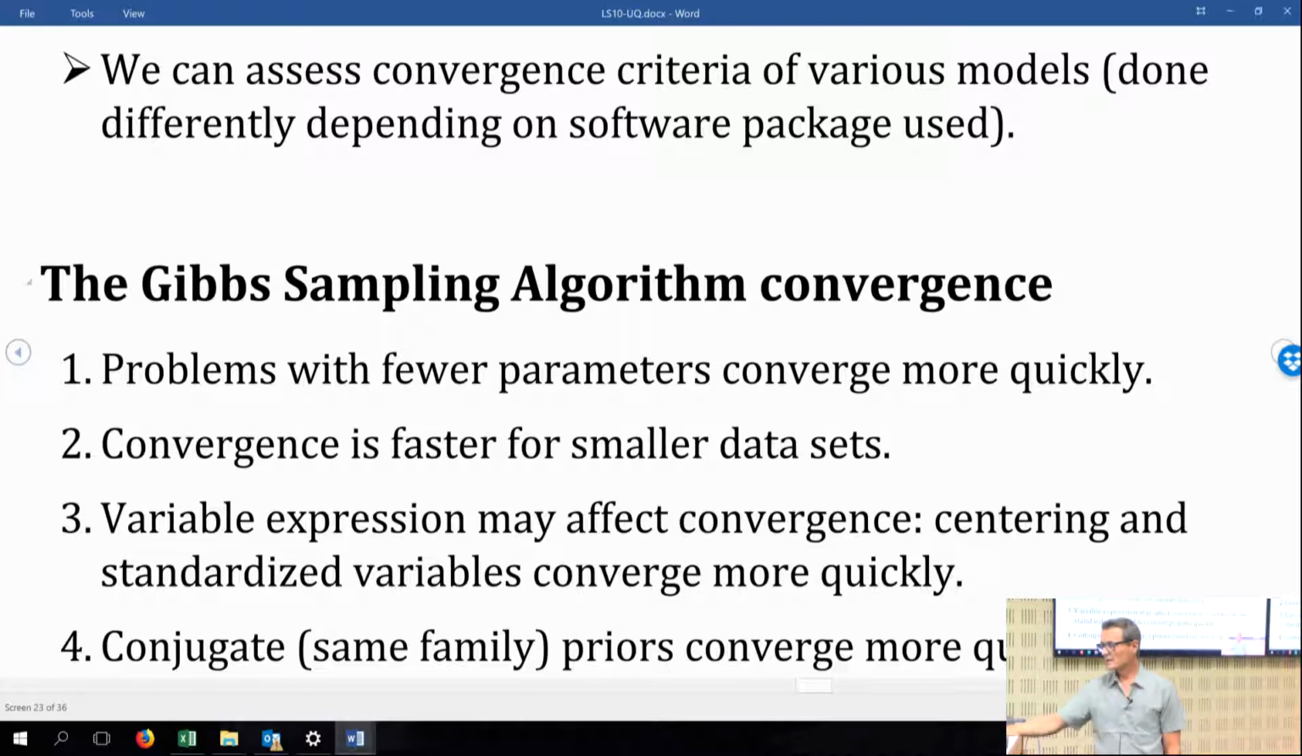And so here's some general views. Problems with fewer parameters converge more quickly. Convergence is faster for smaller data sets. Variable expression may affect the convergence, et cetera, et cetera. And conjugate priors converge more quickly. So the more complicated the model, the longer it takes.